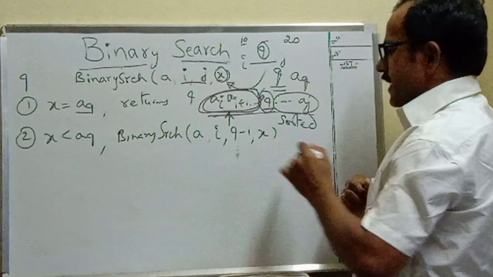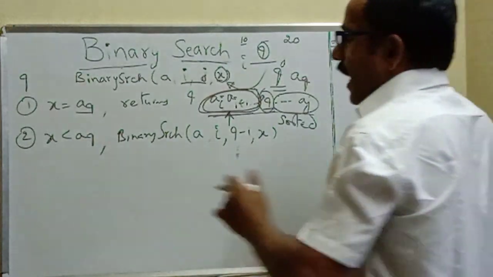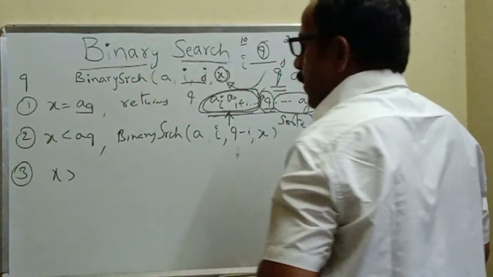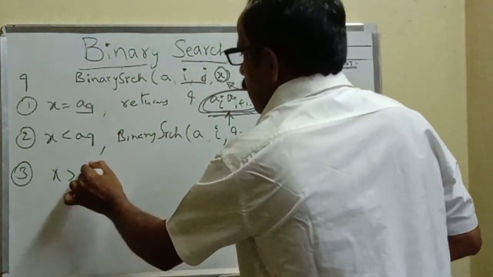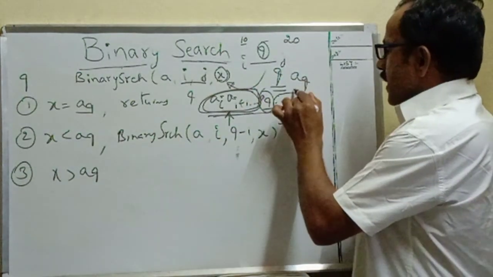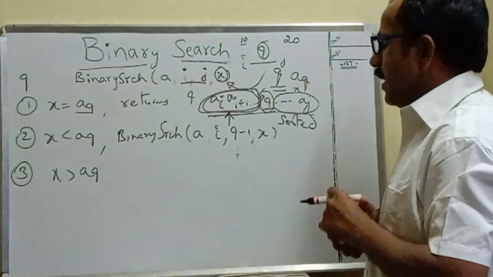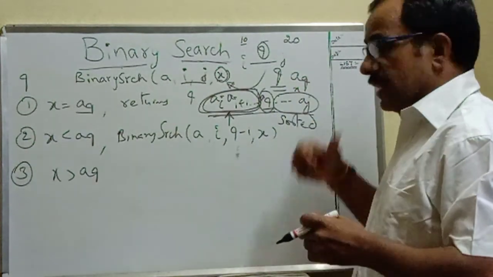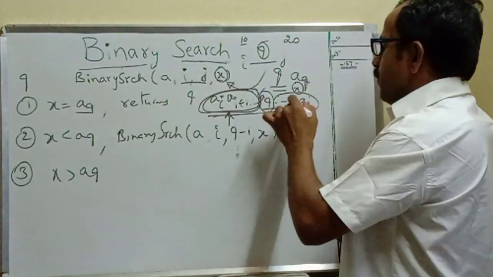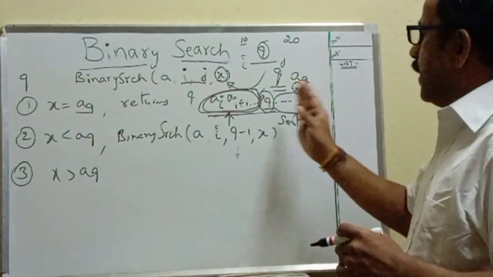Anyway, the searching element is x only. We need to repeatedly apply this particular procedure. Otherwise, what is the third possibility? x is equal to aq is over, x less than aq is also over. Suppose x is greater than aq. Suppose the searching element x may be present or may not, but that value is greater than aq. We don't know whether x is there or not at the right side portion of aq, but based on that comparison, we got x value greater than aq. Then we are expecting the x value on the right side of aq now.